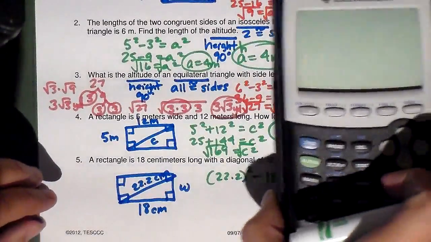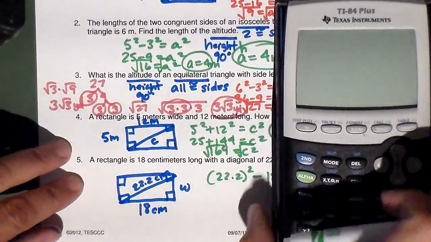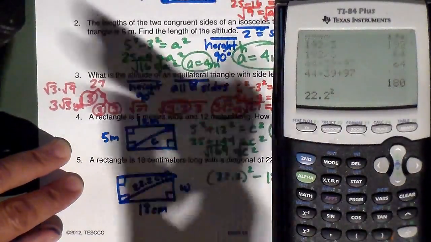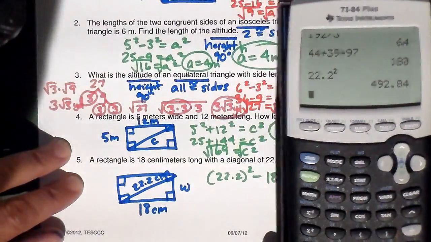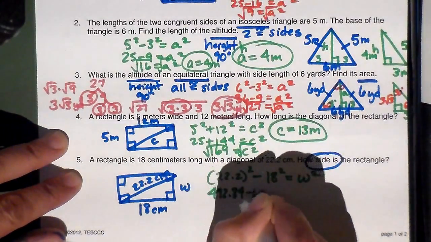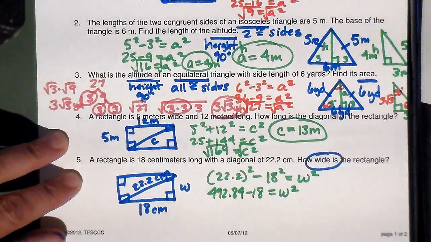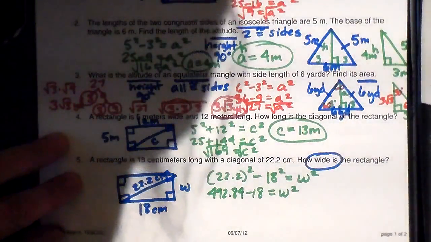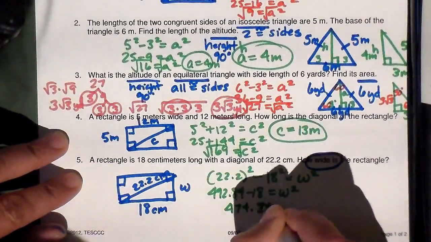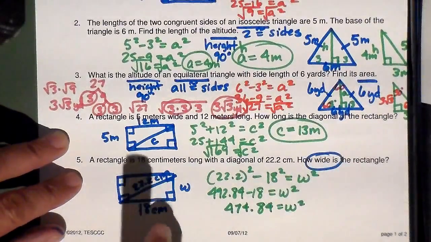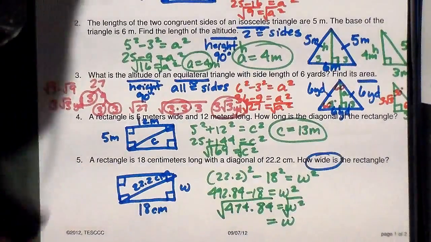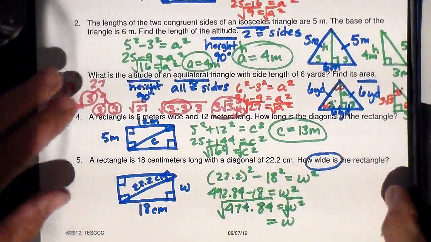So since I don't want to think, I'm going to do 22.2 squared, and I get 492.84. So I got 492.84 minus 18 squared equals W squared. So I'm going to subtract the 18 squared, and I get 474.84 equals W squared. Again, that's the width. I'm going to square root both sides because I want W.